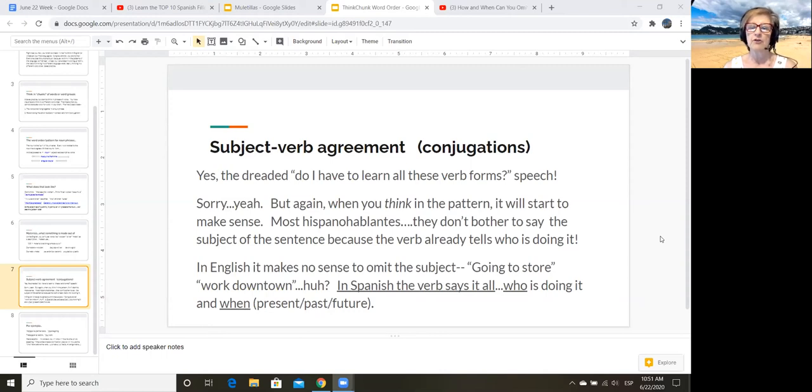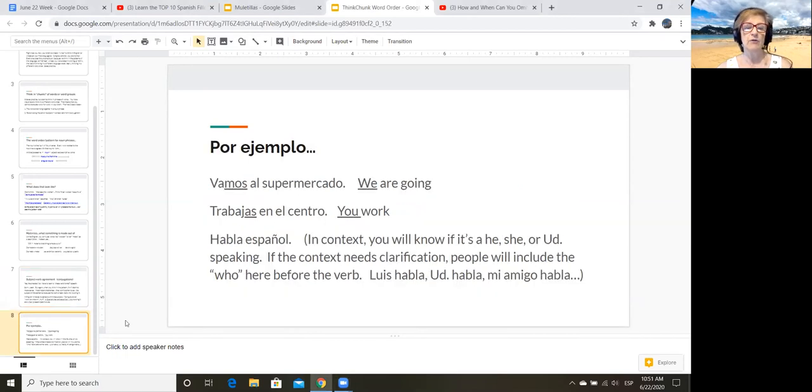So in English, you can't just say "going to the store." Nobody would have any idea who you meant. Or "work downtown." Well, who? Right? But in Spanish, the verb is going to tell you that. So they're going to drop the who often and just use that verb. Okay, but that verb might be in a present or a past or a future. We're only going to look at present tense for now. We will look at a cheat way to talk about future, but not formal future.